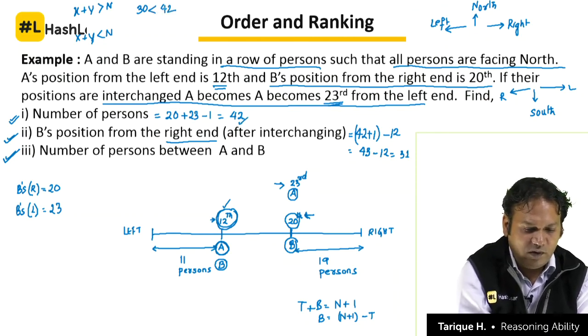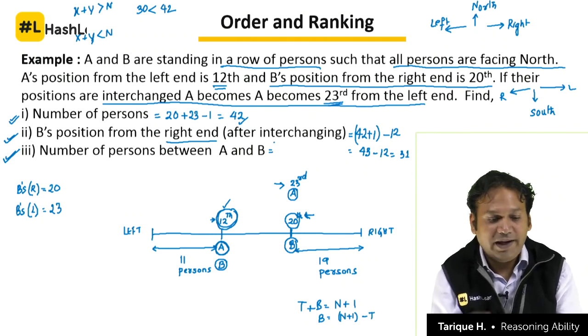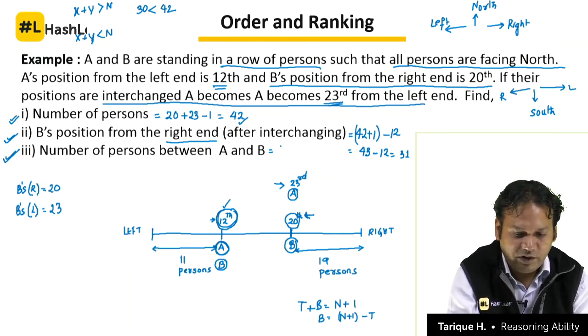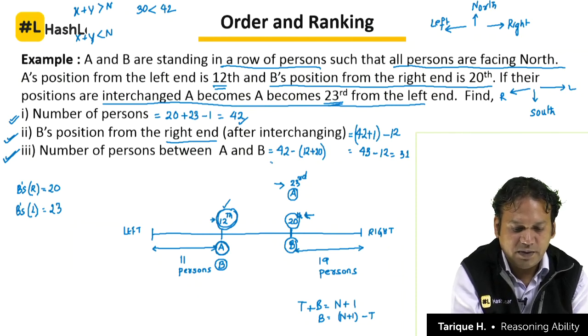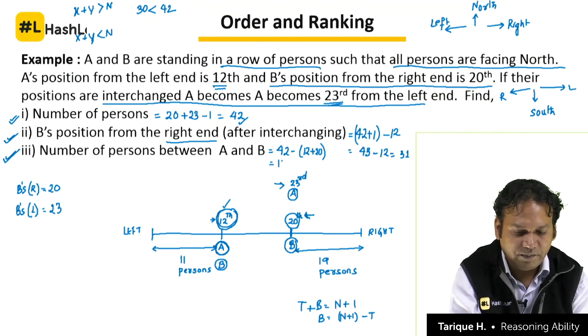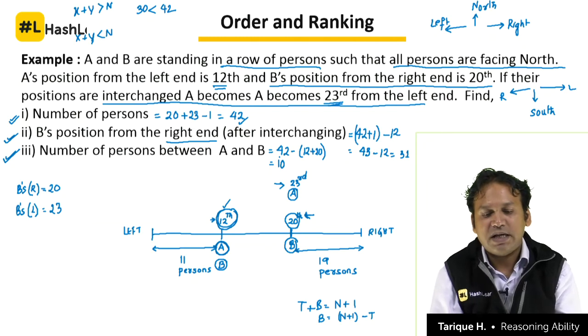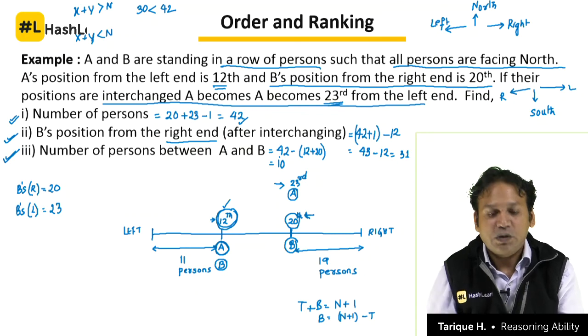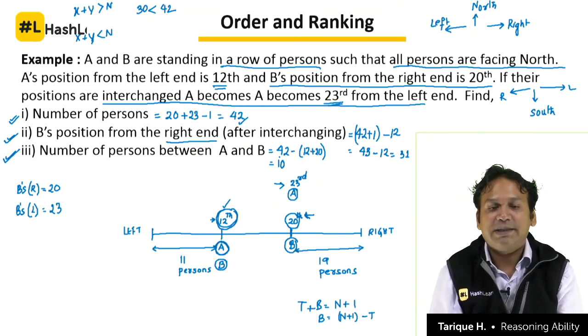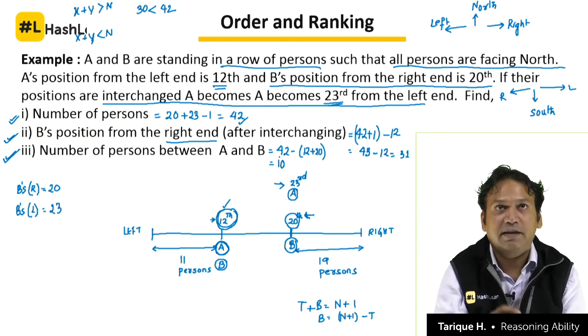So in such a case what will be the number of persons between A and B? What is the formula? N minus x plus y. So number of persons 42 minus the sum of rank 12 plus 20. So 42 minus 32, what will be the answer? 42 minus 32, there are 10 persons between them. How many persons are there between A and B, the answer will become 10. Clear? So here we have all of the concepts discussed, all the concepts applied in this one example.